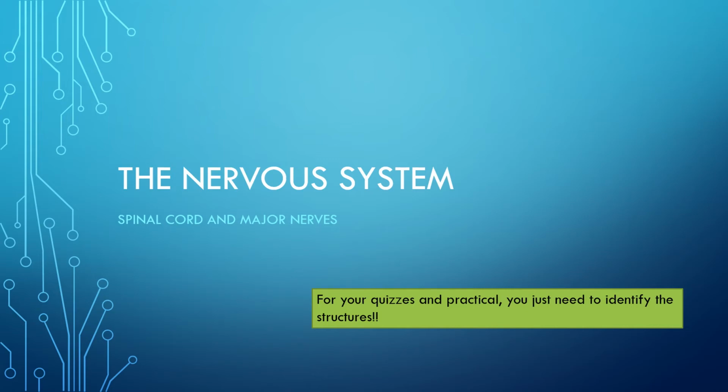Welcome to this review of the nervous system anatomy for Bio 233. My objective with this video is to review the basic structures of the spinal cord and meninges and to show the location of a handful of major nerves. Your job is to review these structures and learn where they are so that you can earn the best score possible on your lab quizzes and your lab practical.